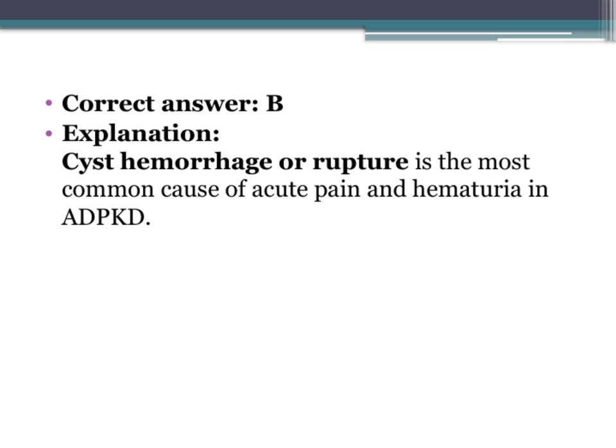When a cyst ruptures or bleeds, it can cause significant discomfort and hematuria, which are often the first clues pointing us toward this diagnosis. Recognizing this pattern is essential in differentiating ADPKD-related complications from other causes of acute flank pain. So, in summary, cyst hemorrhage or rupture stands out as the leading cause of these acute symptoms in ADPKD, making it a key concept to remember as we continue exploring the disease.